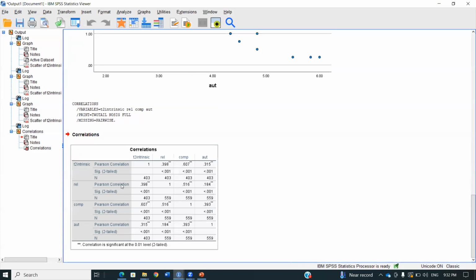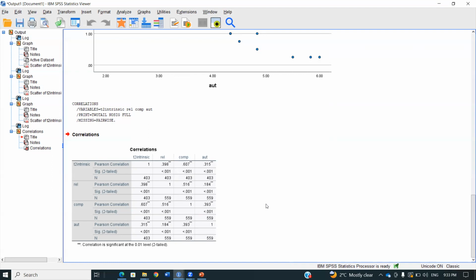It's also important to note here that each of these variables, relatedness, competence, and autonomy, share a correlation with each other. So relatedness is correlated with competence quite highly, 0.52, that's pretty strong. Relatedness is a lot less correlated with autonomy, so like 0.18, but still significant, pretty small. But then competence is also correlated with autonomy, so 0.39.